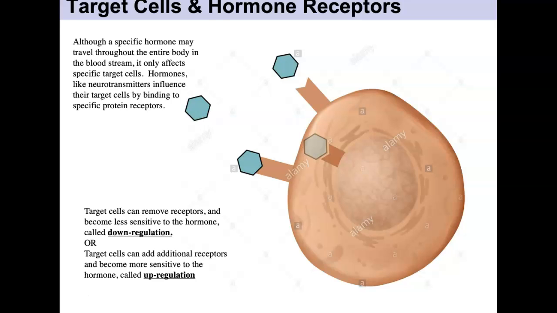And a reminder that these target cells can remove the receptors and become less sensitive to the hormone. That's called downregulation. Or the target cell can add receptors. So if you look at this target cell here in this picture, you can see that right now it has 3 receptors. If it added receptors, then it could receive more of the hormone. So it's going to have more of an effect. That's called upregulation. Or it could remove those receptors, downregulation.